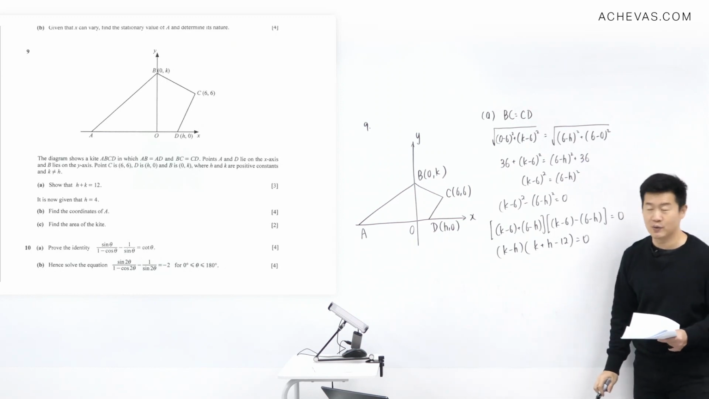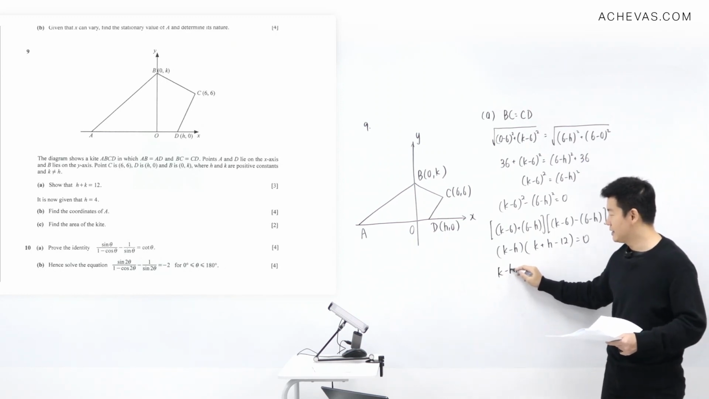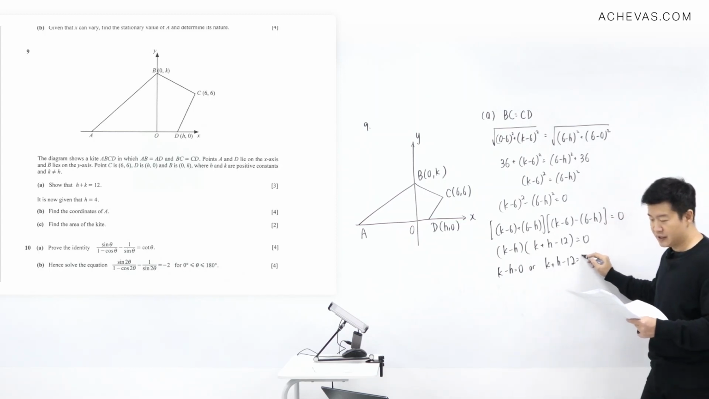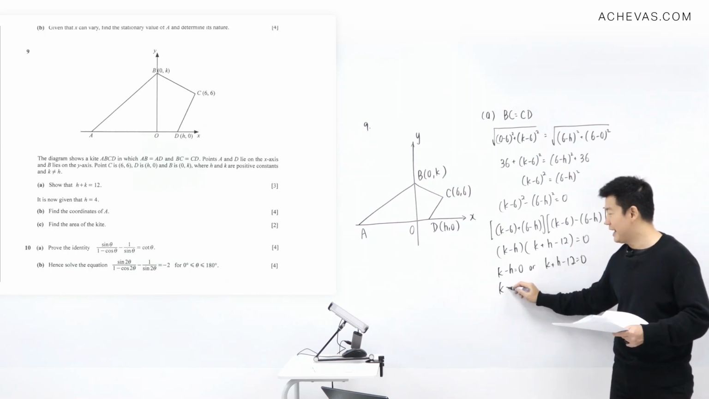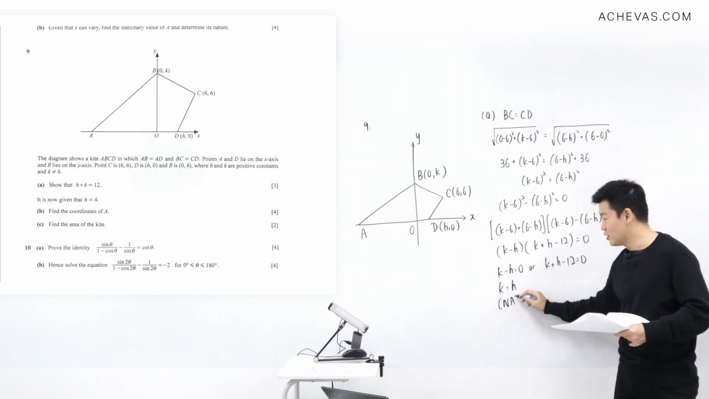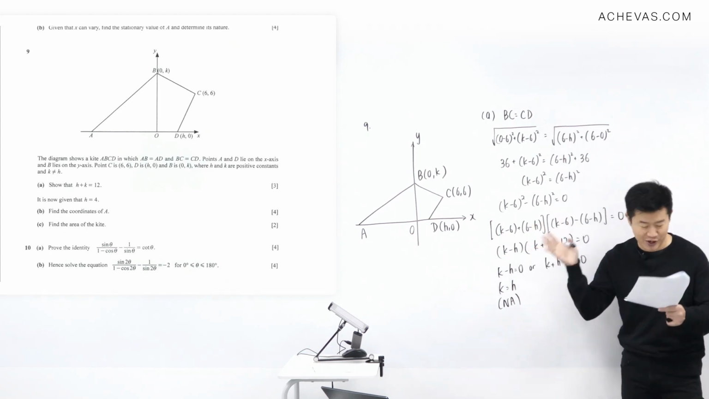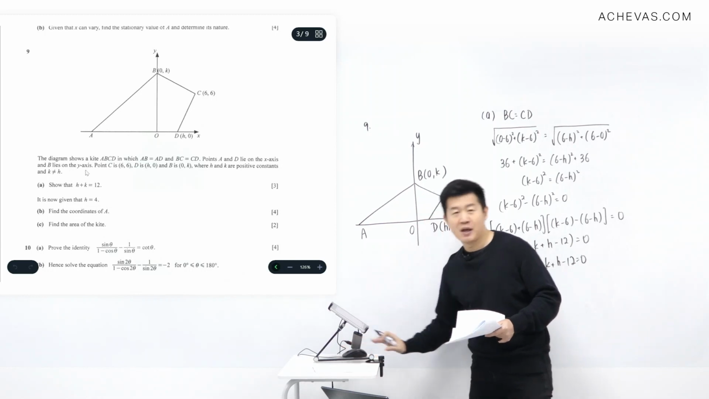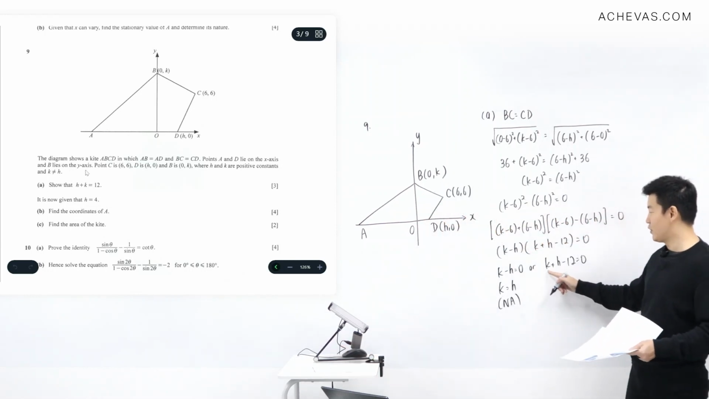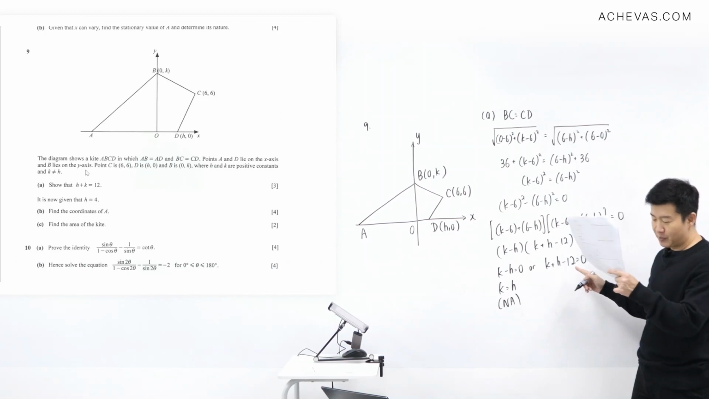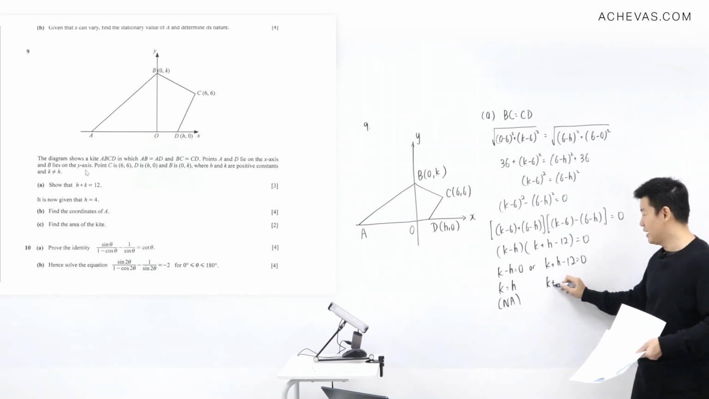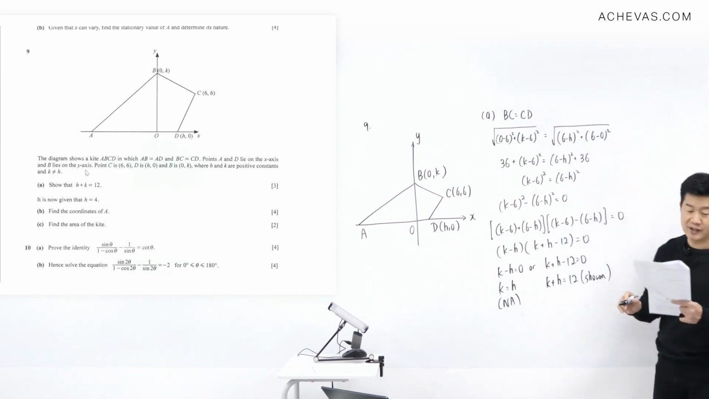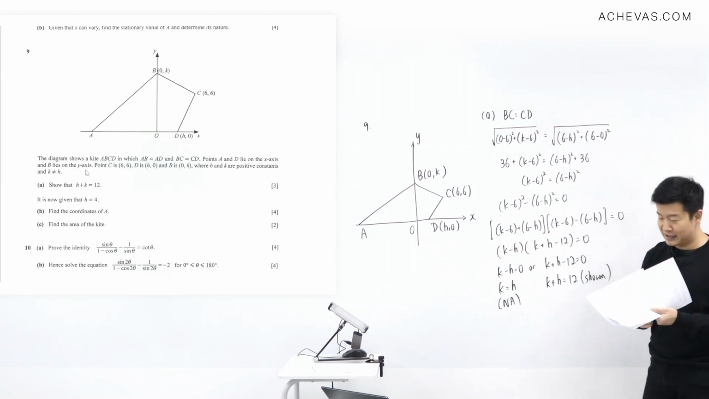So this is equal to 0, which means that k minus h must be equal to 0, or k plus h minus 12 must be equal to 0. This tells me that k is going to be equal to h, and this is not possible. Why? Because the question says that k cannot be equal to h. Okay, so it is here, which means that the only other possibility is for this to happen. And when this happens, by bringing 12 over to the other side, we have k plus h equal to 12. So this is what the question wants us to show. Let's move on to part B.